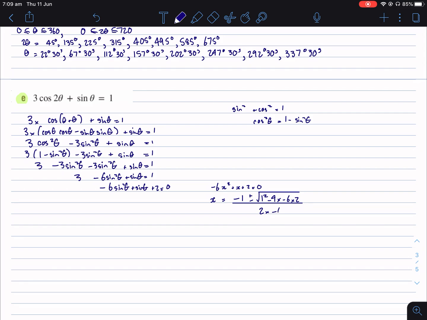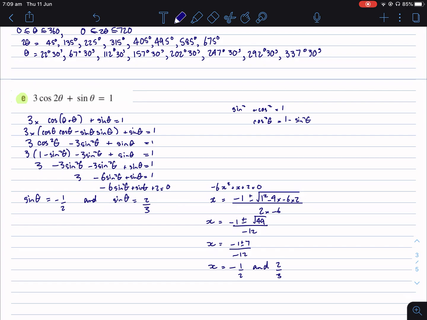Sorry, still eating breakfast. So I've got negative 1 plus minus square root of 49 over negative 12. So I've got negative 1 plus minus 7 over negative 12. So I've got negative a half and 2/3. So that means sine theta equals negative a half and sine theta equals 2/3.